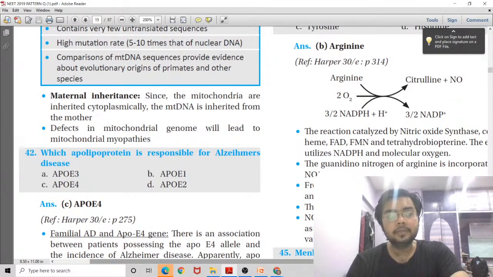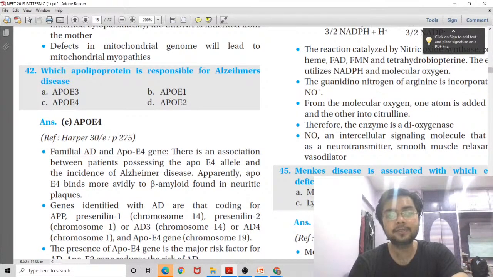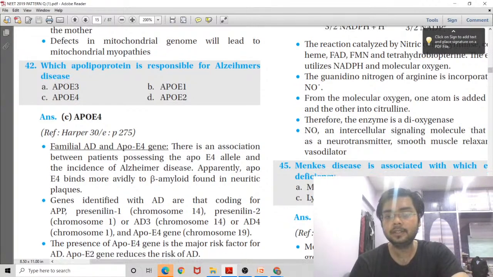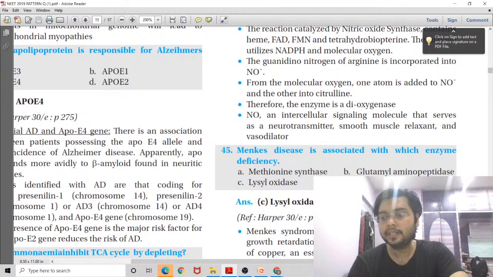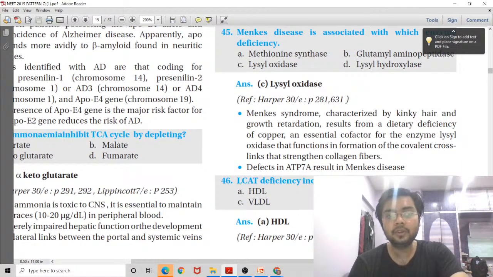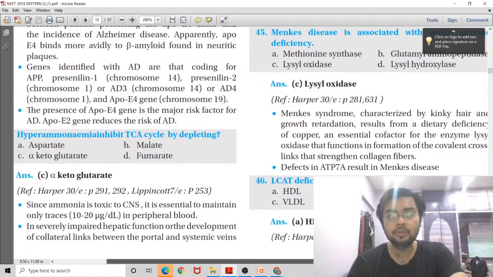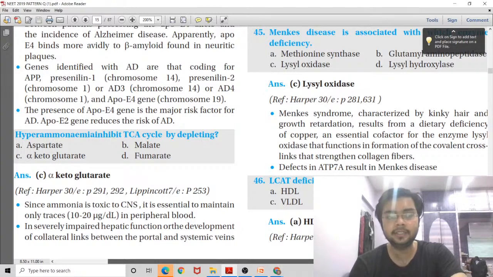Which apoprotein is responsible for Alzheimer's disease? Another important topic is the apoproteins. There are some diseases where these apoproteins are deficient. In Alzheimer's it is ApoE4, right? Nothing more to learn with regard to biochemistry. You can read about Alzheimer's in medicine more and apoproteins from biochemistry. ApoE4 is the major risk factor for Alzheimer's disease, and the ApoE2 gene is reducing the risk of Alzheimer's disease. E4 is increasing the risk and E2 is reducing the risk for Alzheimer's disease.